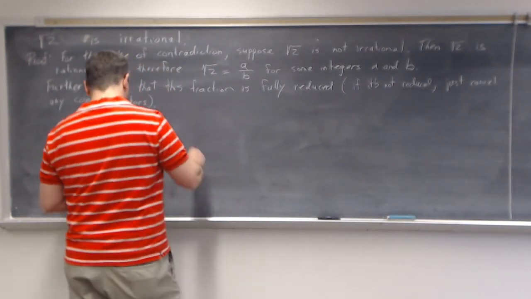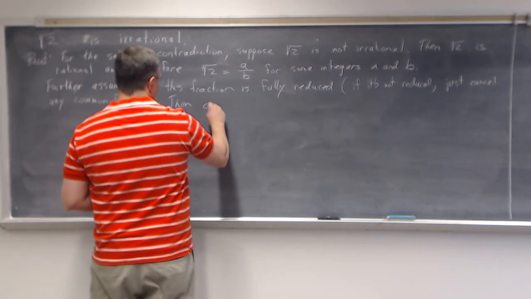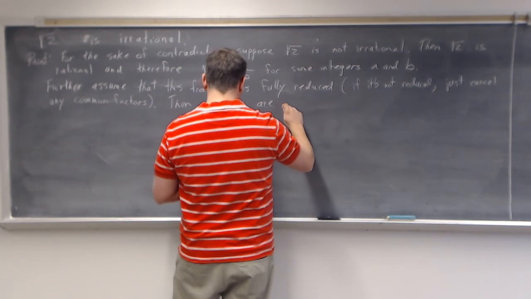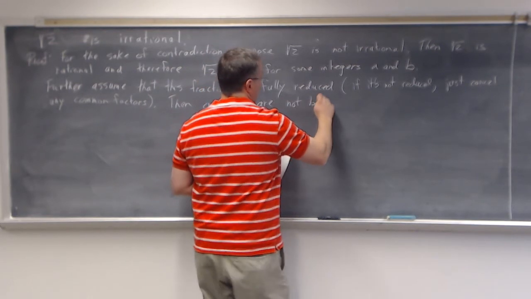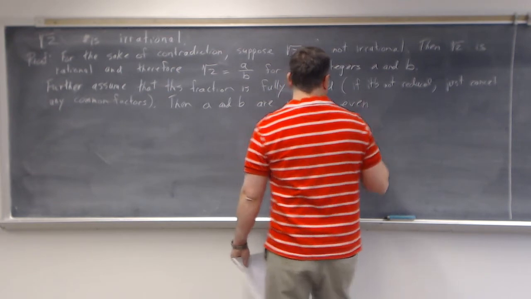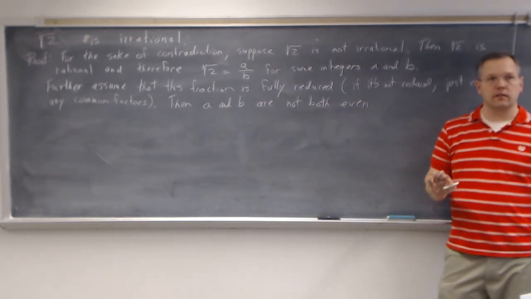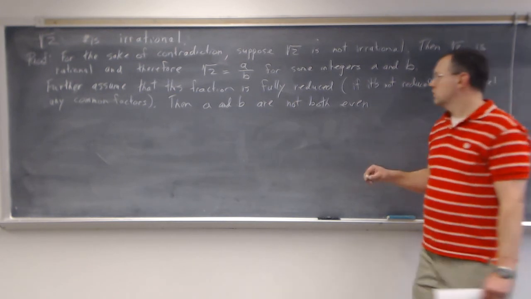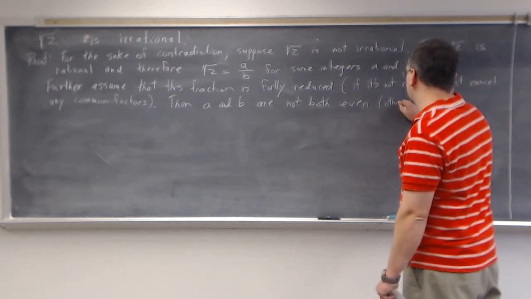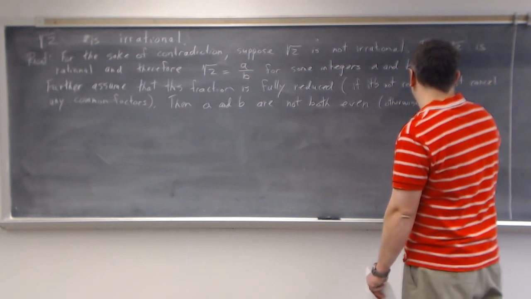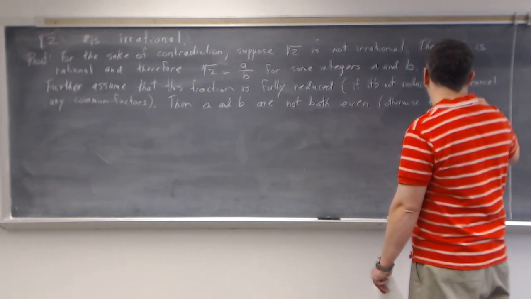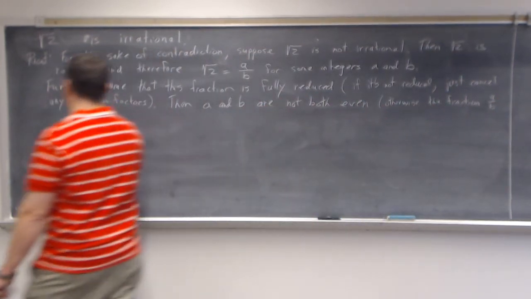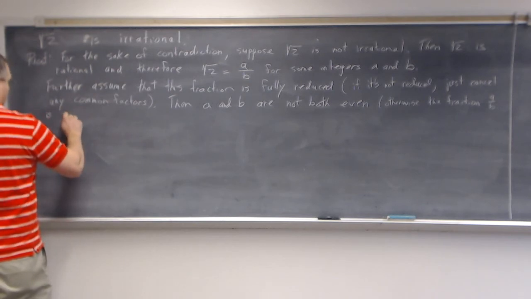All right. So then, as I said, a and b are not both even. You see why? Because if they were both even, then the fraction a over b is not reduced.